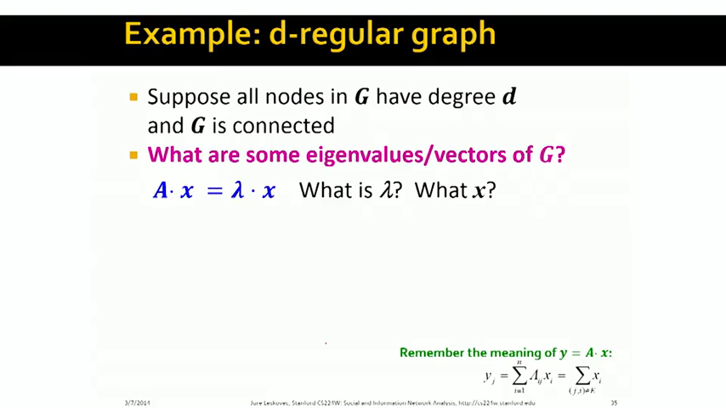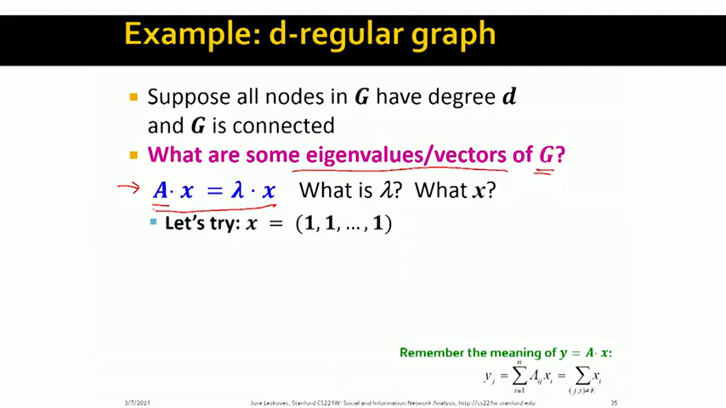edges adjacent to it. So now we can start asking what are some eigenvalues and eigenvectors of this d-regular graph G. Here is our equation that we'd like to solve. A is our adjacency matrix, X will be our eigenvector, and lambda is the corresponding eigenvalue. All we are asking is, what are some solutions to this matrix equation, where A is given, while we want to find lambda and X. So the question is, what is lambda, what is X?